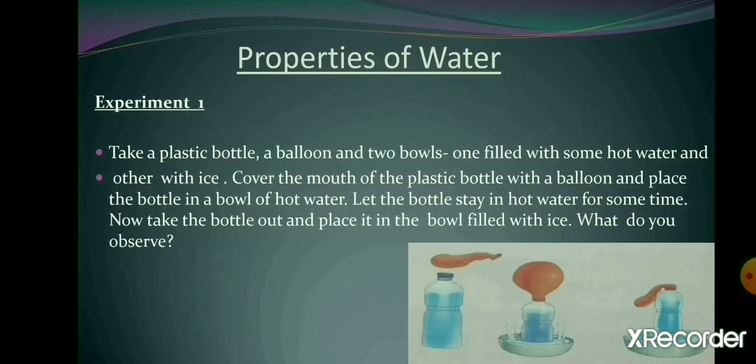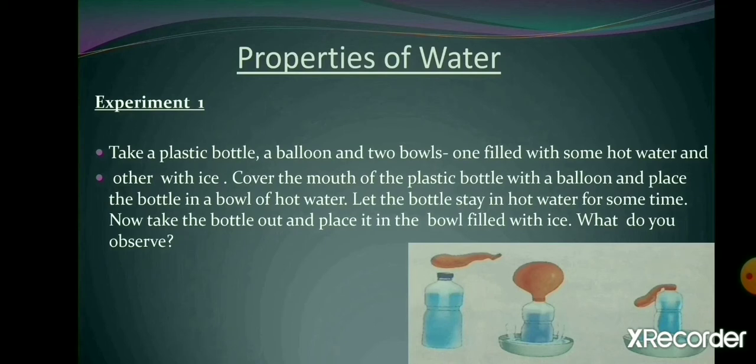Properties of water. Now we are going to understand the different properties of water through some experiments. Experiment number 1. Take a plastic bottle, a balloon, and 2 bowls. One filled with some hot water and the other with ice. Cover the mouth of the plastic bottle with a balloon and place the bottle in a bowl of hot water. Let the bottle stay in hot water for some time. Now take the bottle out and place it in the bowl filled with ice.